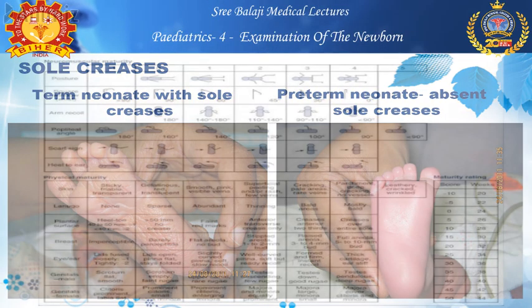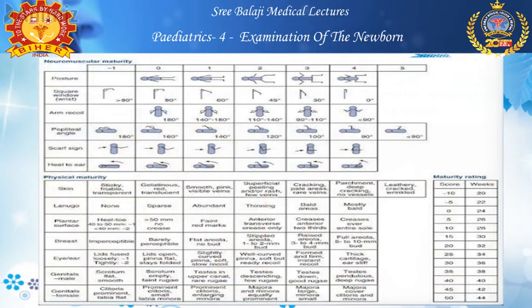That finishes the physical criteria. Now we will go on to the neurologic criteria. Here we start with the posture. We have already shown two pictures with the posture of a term and preterm baby. The term baby has a universal flexion. The preterm baby has a frog-like extended posture.